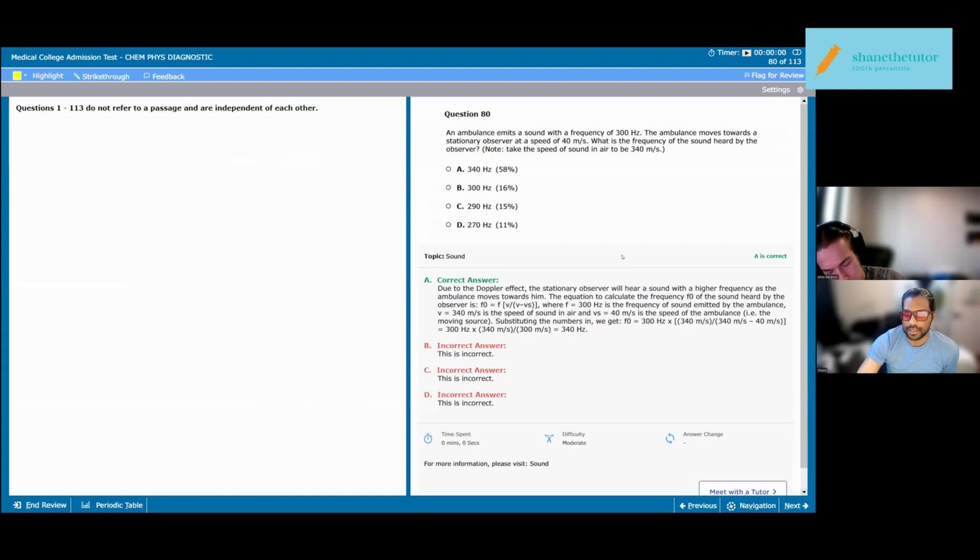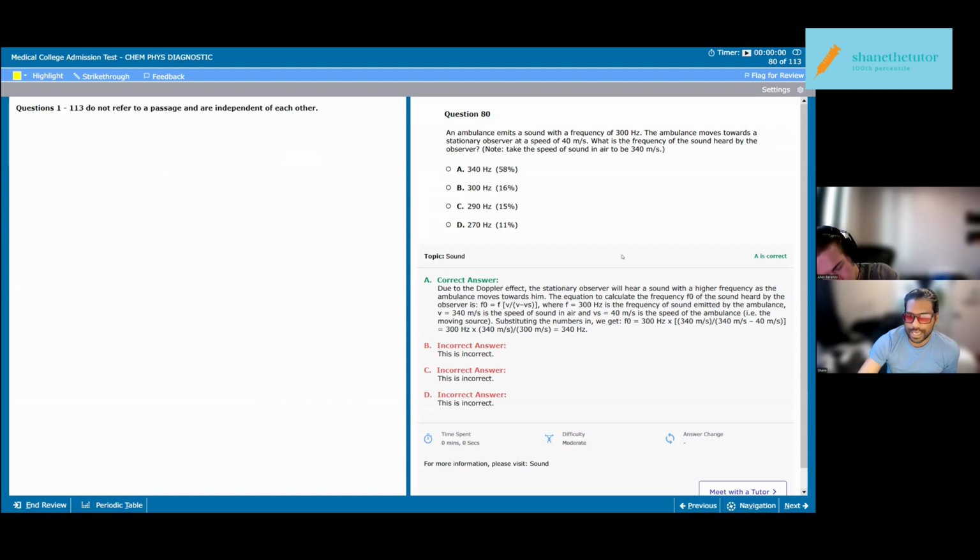Now, if the distance between the source and the observer goes down, meaning they get closer, that will result in an observed frequency that is larger than the actual frequency. If the distance between the source and the observer increases, that will result in an observed frequency that is smaller than the actual frequency.